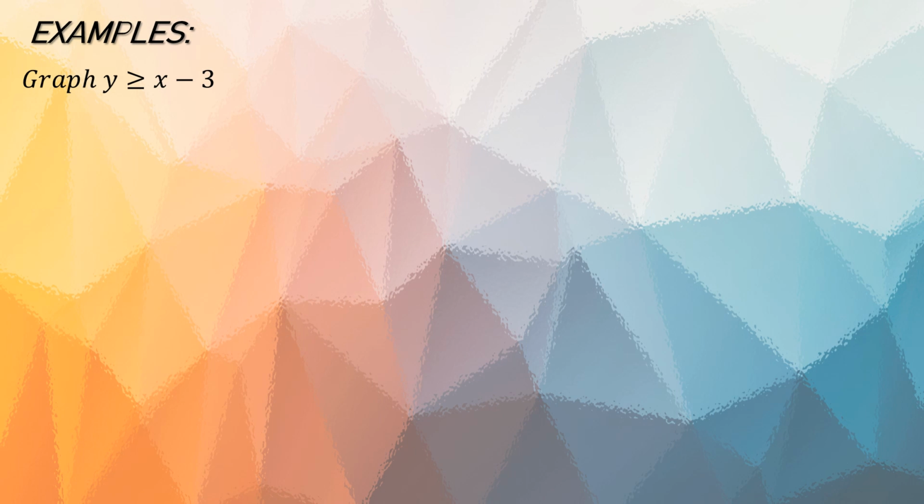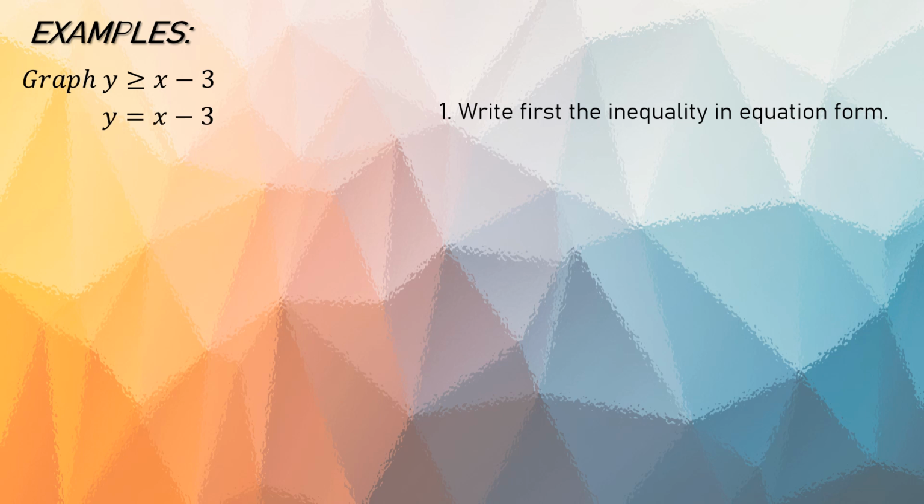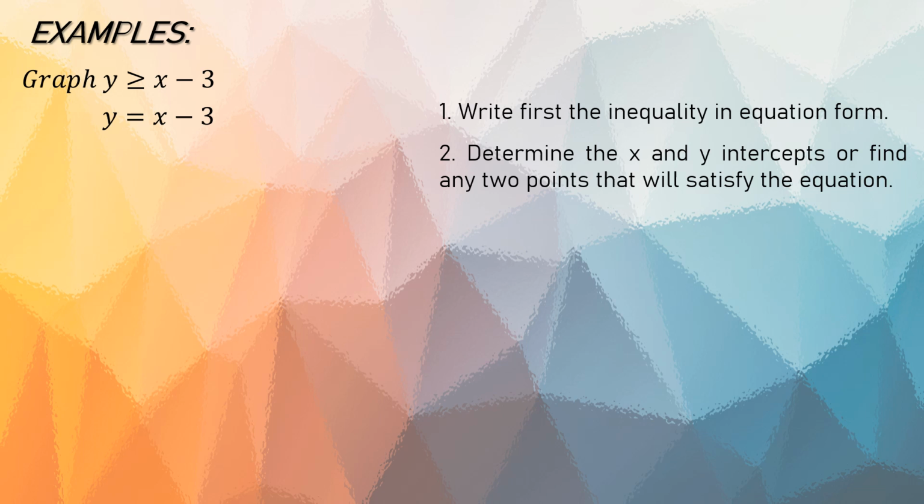Another example, graph y is greater than or equal to x minus 3. Again, first step is to write first the inequality in equation form. So, ang greater than or equal to ay papalitan lang natin ng equal sign. Kaya naging y equals x minus 3. Second step, determine the x and y-intercepts or find any 2 points that will satisfy the equation.